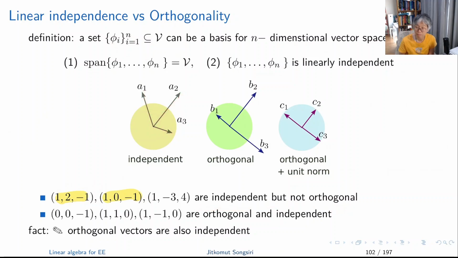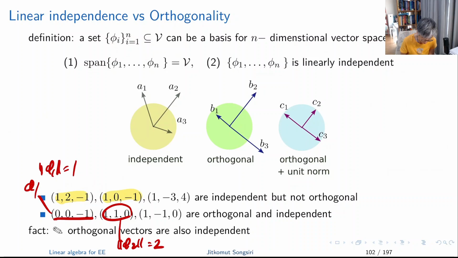I have these three other examples that are orthogonal. You can check, the inner product is 0. They are orthogonal and they are independent, because if we check the dependency using the same concept, you will find that they are independent. However, this phi 1 has norm 1, this one has norm square root 2, and this one has norm square root 2.